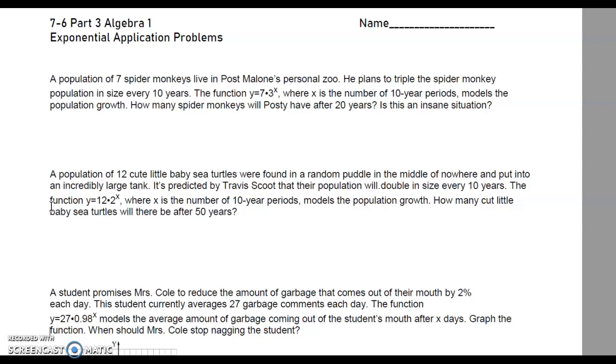All right, so we see that we have the equation y equals 7 times 3 to the power of x, which makes sense because he's starting with 7 and he's tripling the population, right? So he keeps multiplying by 3. So x is the number of 10-year periods, and we want to figure out how many he's going to have in 20 years. So if we're talking about 20 years, 10-year periods, 10, 20, that would be 2 periods, right? 10 years, and then 10 more years would be 20.